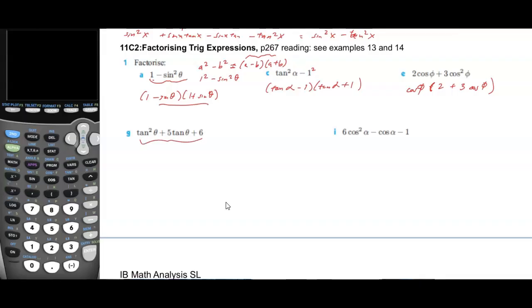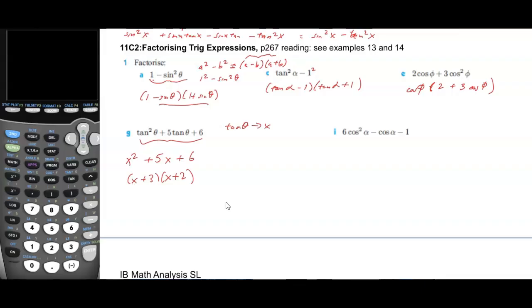Oh, so this one, remember these? So now what we need to do is say, okay, we've got a quadratic here. This is pretty hard to do without substituting some stuff. So let's change our tangent thetas into x so it looks something more familiar. So tangent squared theta becomes x squared. Tangent theta becomes x, and 6 is 6. Oh, now we can factor this, right? Does this work? Yes, it works.